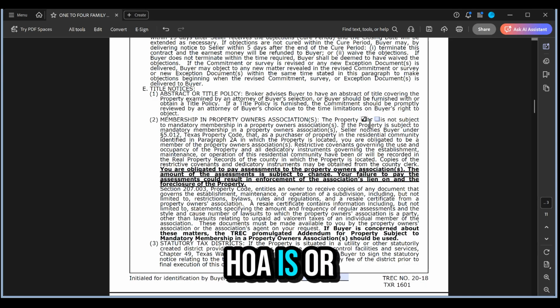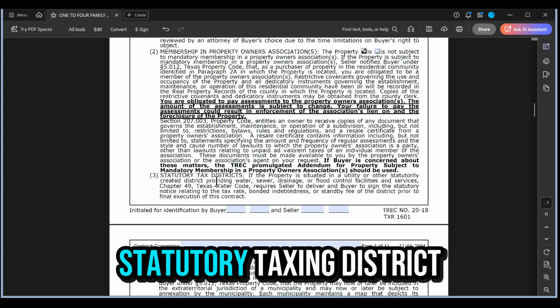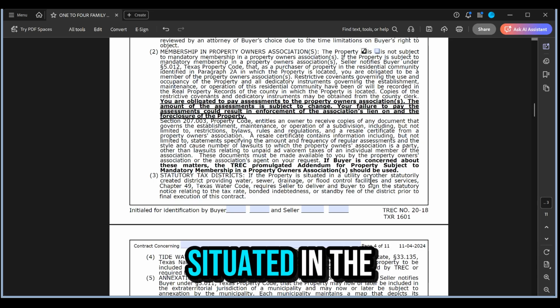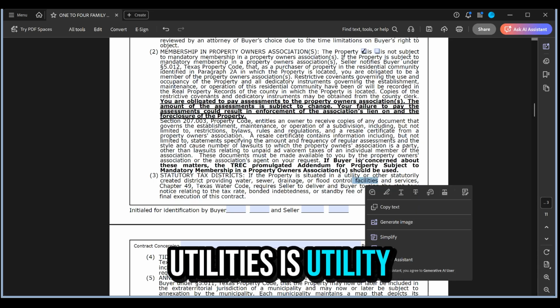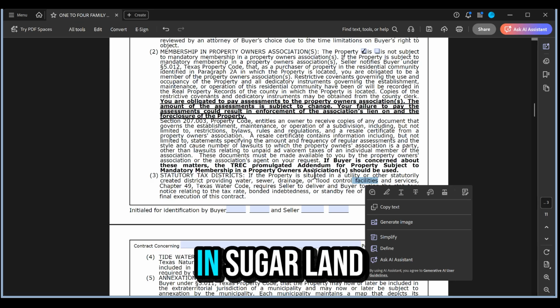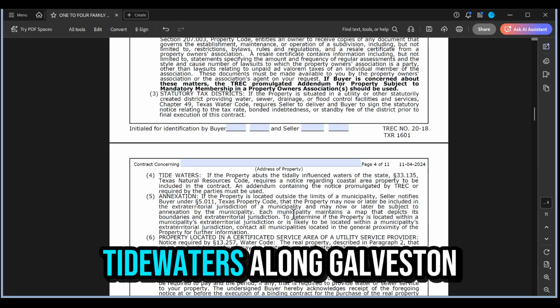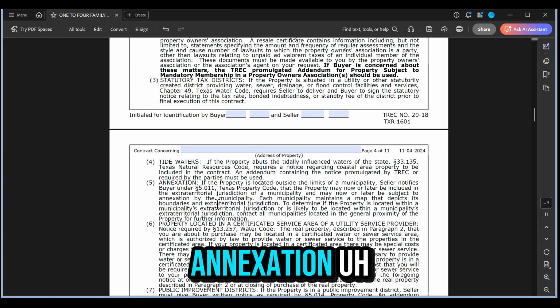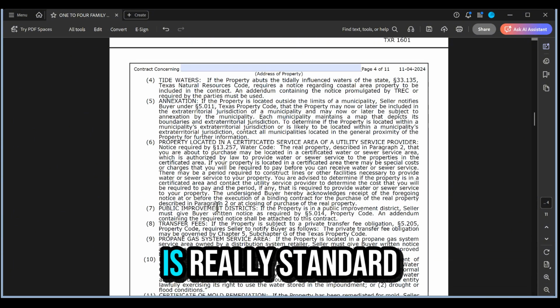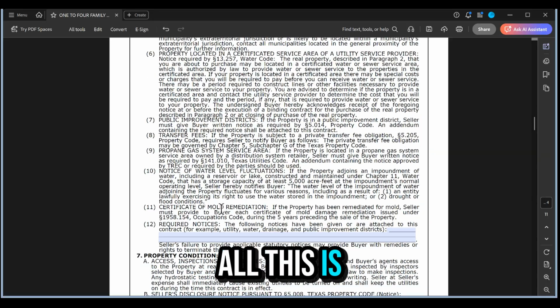HOAs, whether there is an HOA or not. The statutory tax district, whether the property is situated in a utility district. We have that in Houston and like in Sugar Land. We have these utility areas where we get special taxes. Tidewaters along Galveston, annexation. All this stuff is really standard. All this is written by the state to be fair to the buyer and seller.